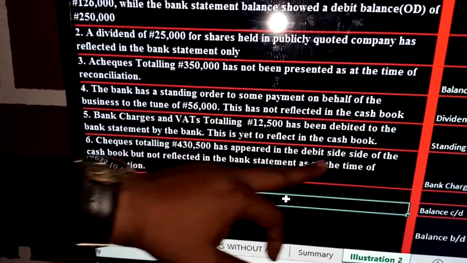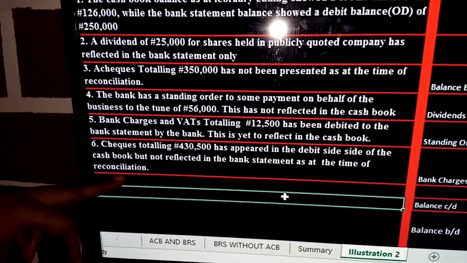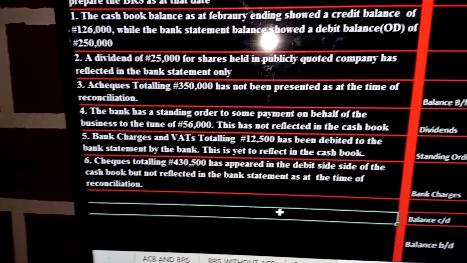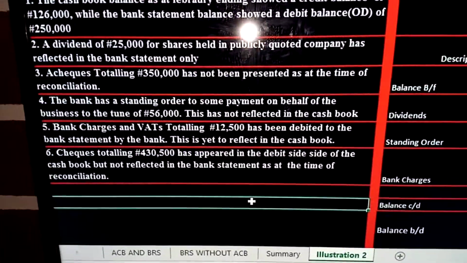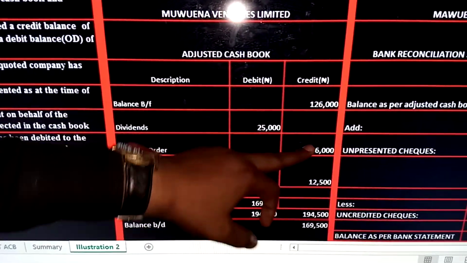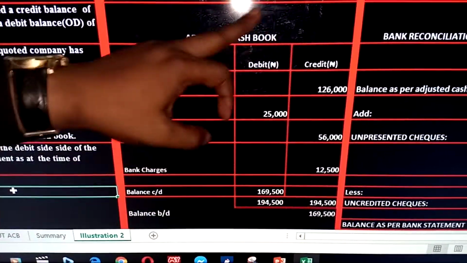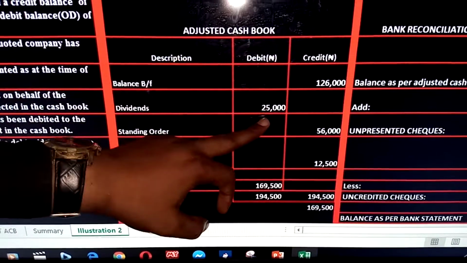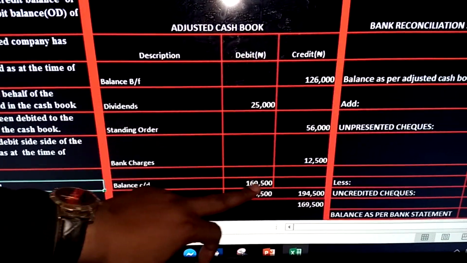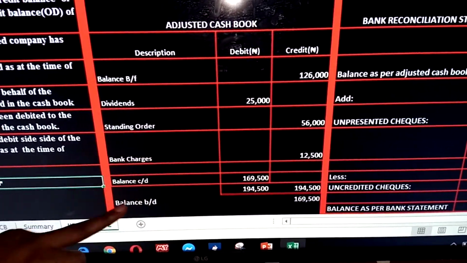The next one here says checks totaling 430,500 have appeared in the debit side of the cash book, but not reflected in the bank statements at the time of reconciliation. So these are uncredited checks. Remember, that will go to where? The bank reconciliation statement. So we have all the items here in the adjusted cash book. We have credit side 126,000, 56,000, 12,500. So the total here is 194,500. So if you minus the debit side from it, you have a balance carried down of 169,500. As you can see, the carry down is in the debit side, 169,500. So that means the brought down will be in the credit side.